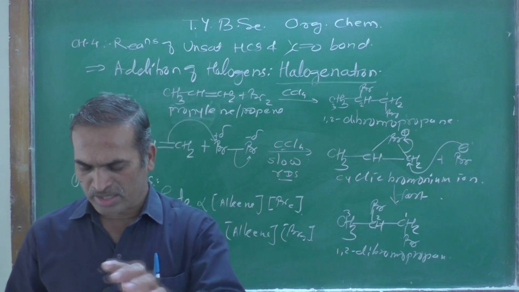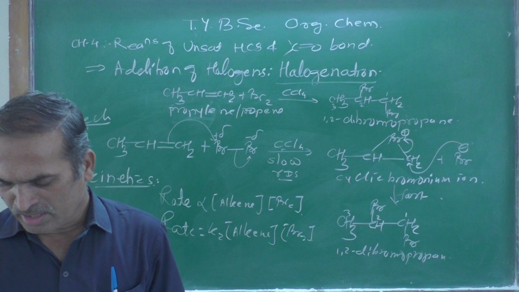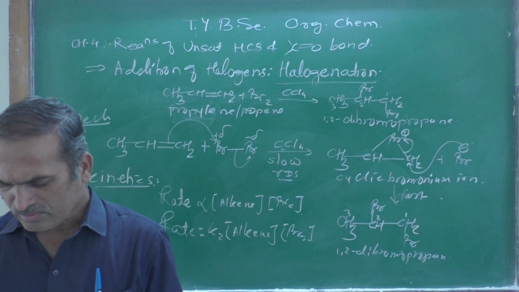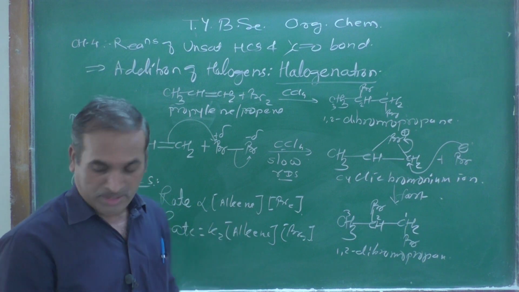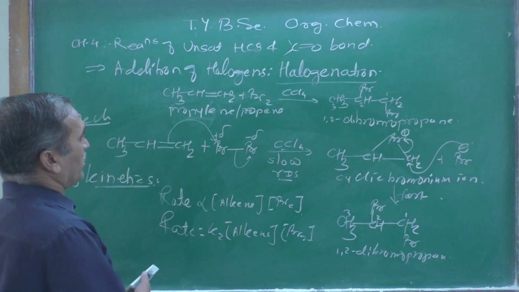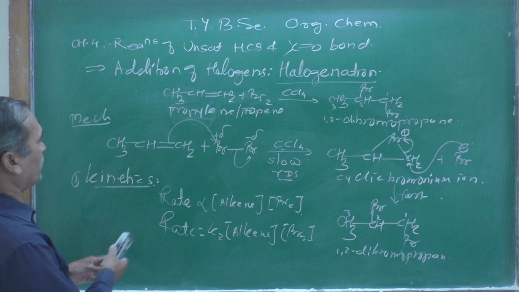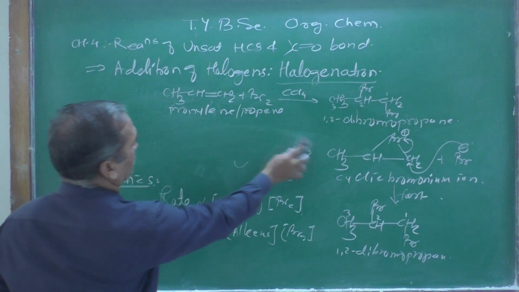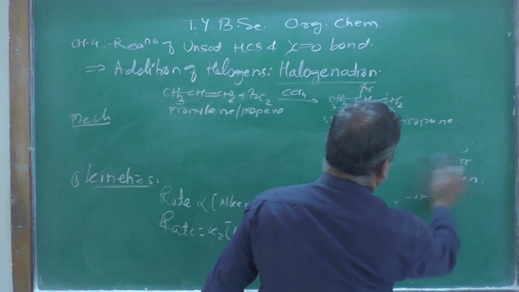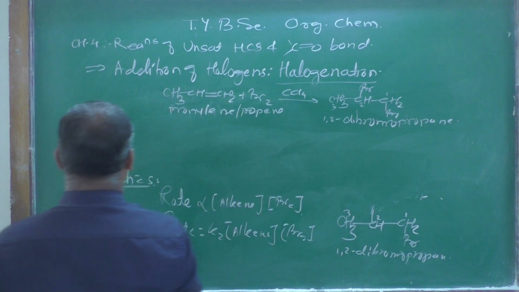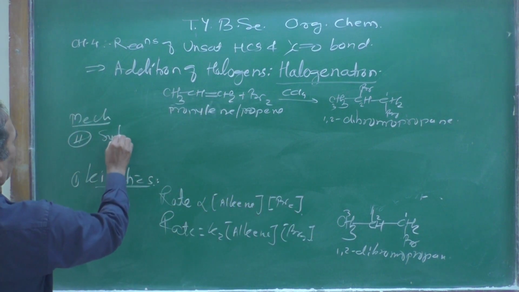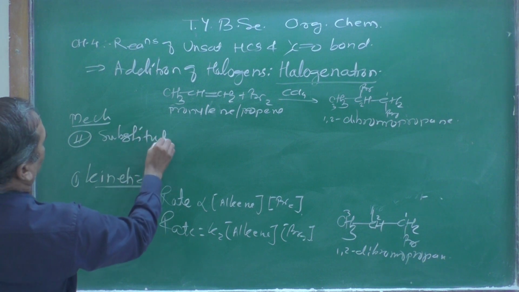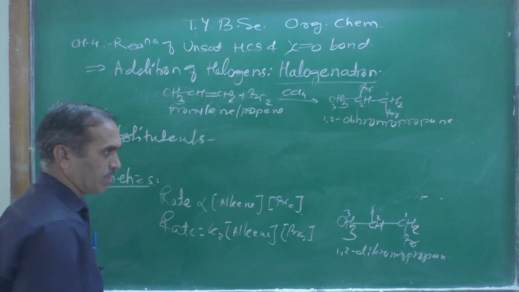So that is the first point. Now the second point is the effect of the nature of the alkene on reactivity. Alkene reactivity, as we know, look at the alkene. Suppose we have this type of compound. First one is kinetics, second one is the substituent present on that alkene.